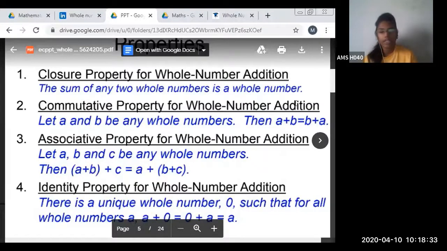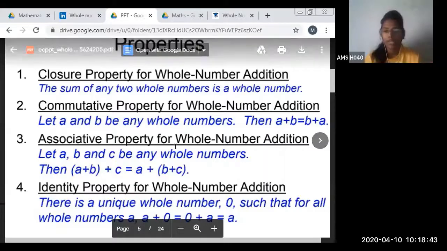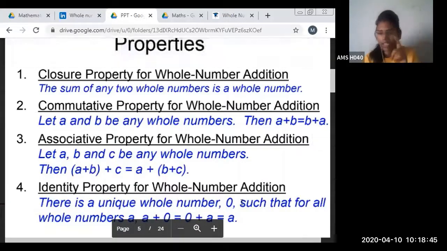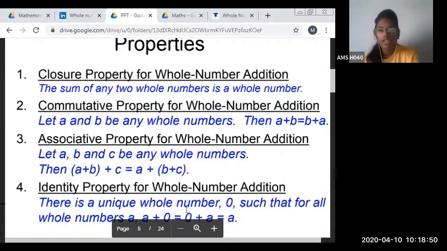Identity property is nothing but both the same number will be there. That is only your answer. See the identity property: there is a unique whole number 0. Listen, afterwards you can write. There is a unique whole number 0 such that for all whole numbers A, A can be any number 1, 2, 3, 4, 5, anything. So A plus 0 is what? A only. 0 plus A or A plus 0 will be A.